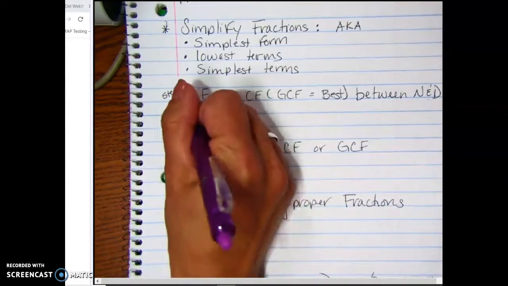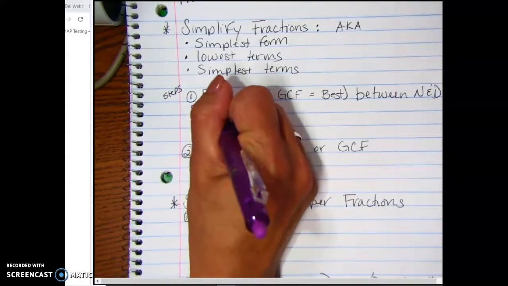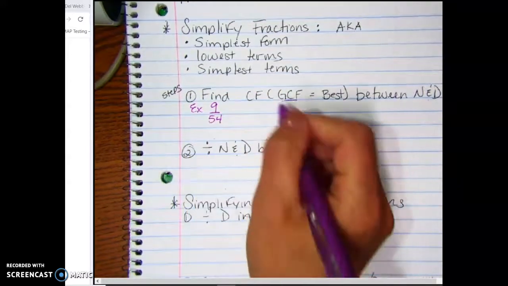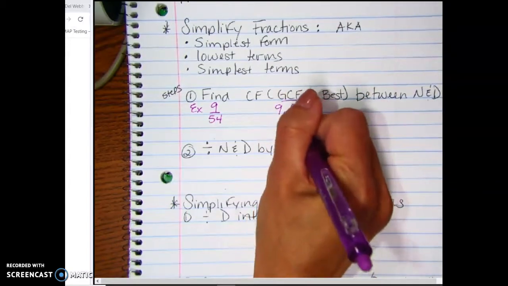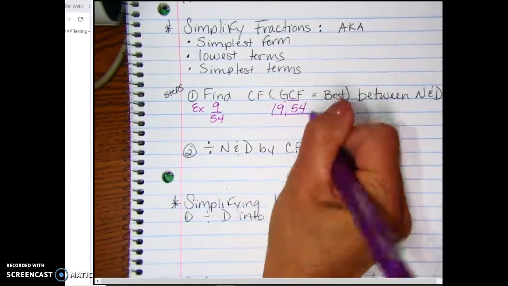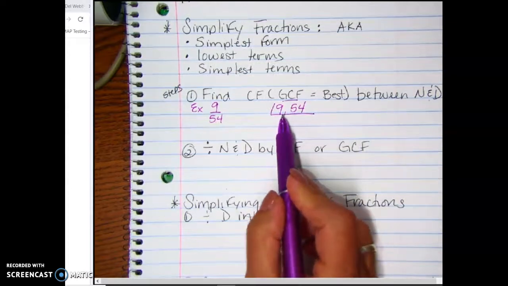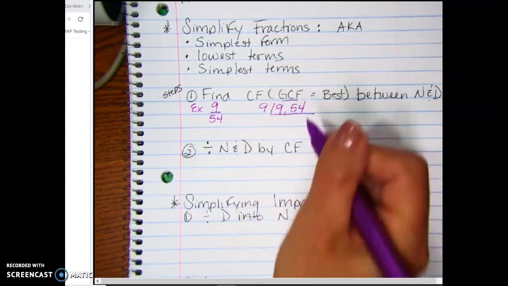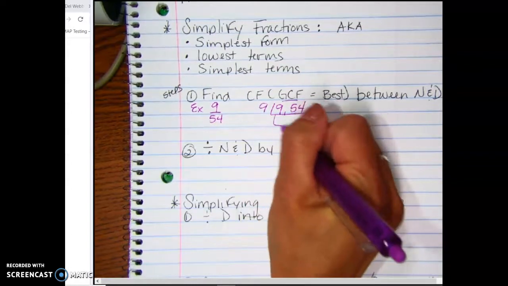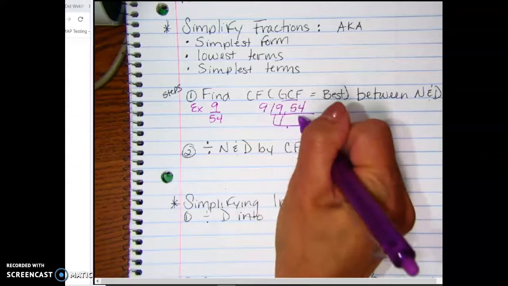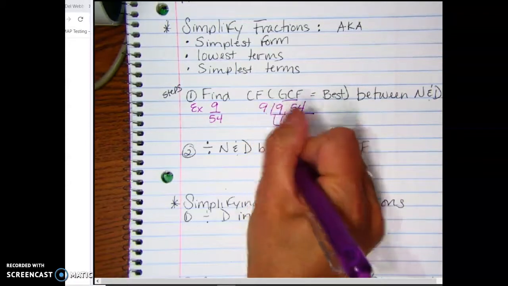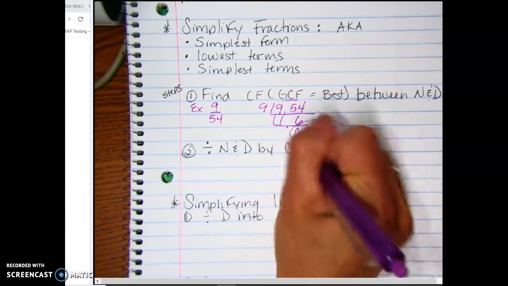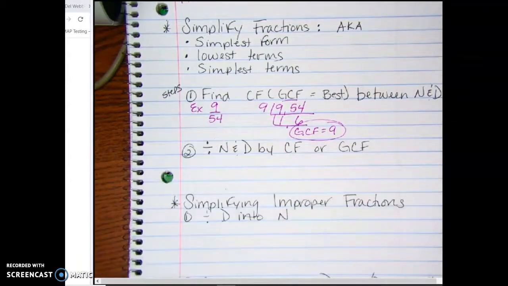So let's go ahead with our example of 9/54. Let's find the greatest common factor. I know my 9's facts. So 9's go into both 9 and 54 evenly. So I'm going to put that on the outside. 9 goes into 9 once. 9 goes into 54 6 times. So my greatest common factor is 9. Okay, so that's what I just did.